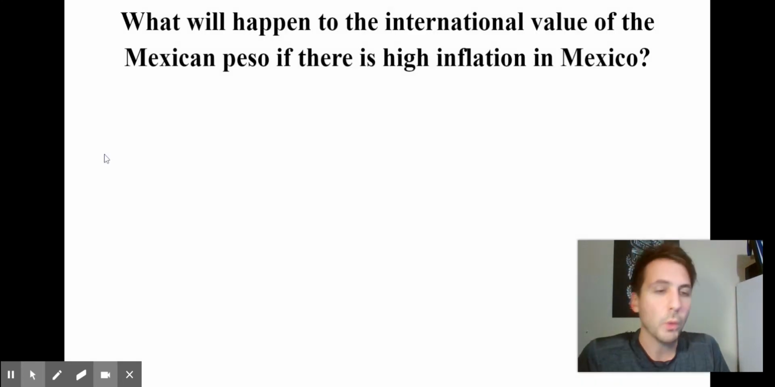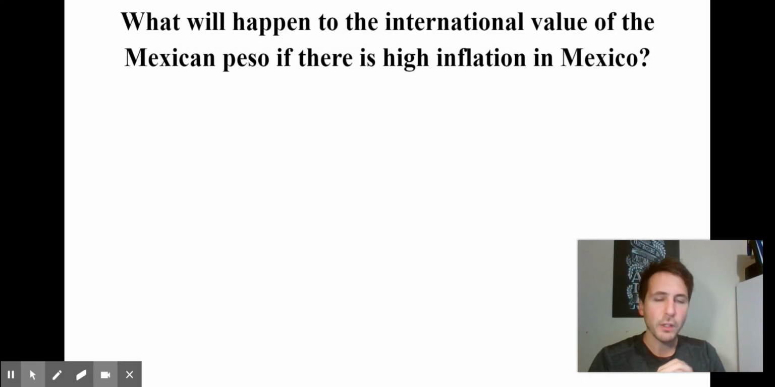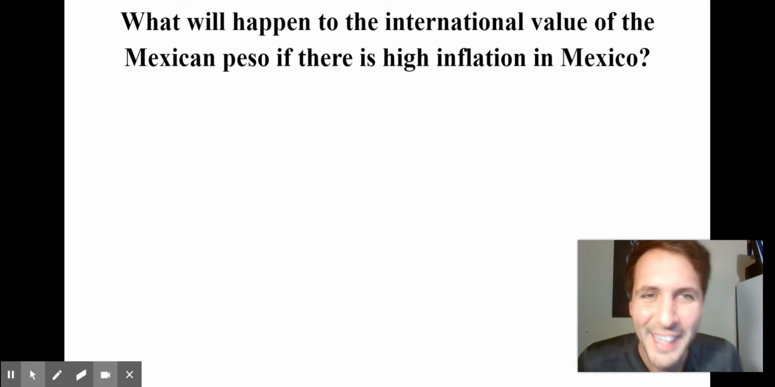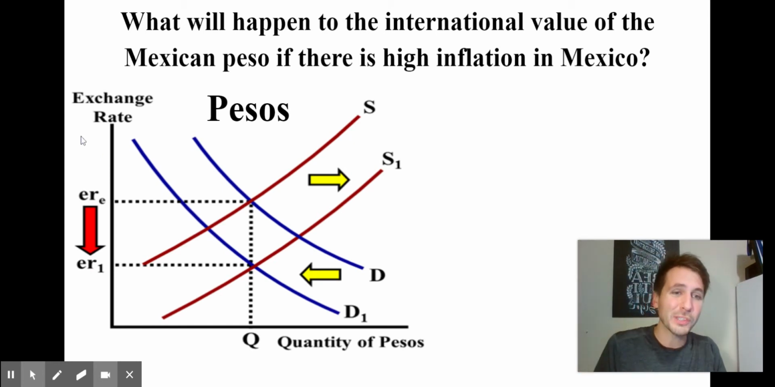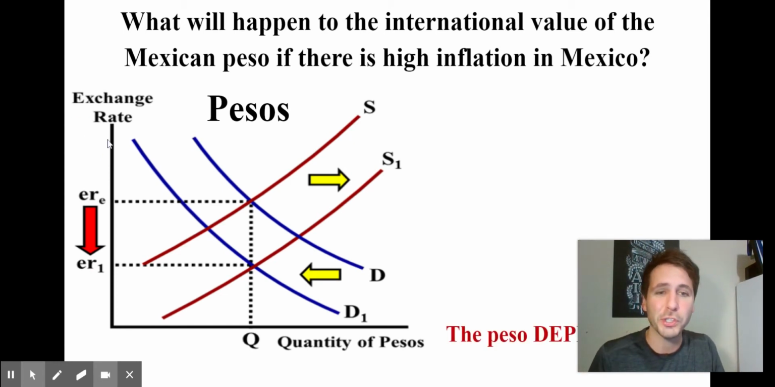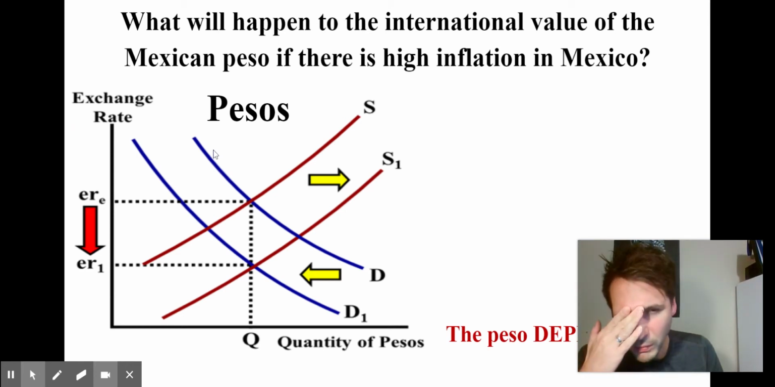All right, so let's try this out. What will happen to the international value of the American peso if there is high inflation in Mexico? I said American peso, I meant Mexican peso. If there's high inflation in Mexico, what's going to happen? Well, it actually looks like this, and both of these shifts are going to cause depreciation. The peso is going to depreciate. You're like, wait, why is there a double shift here?